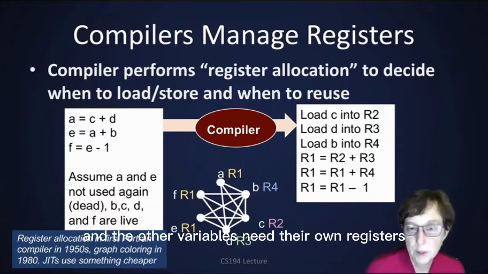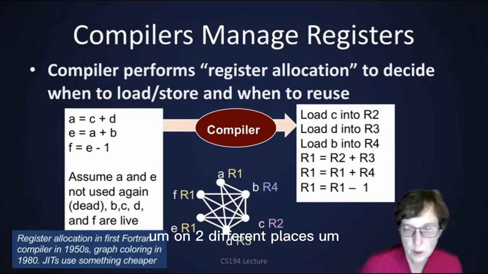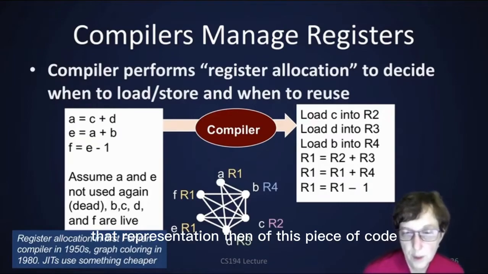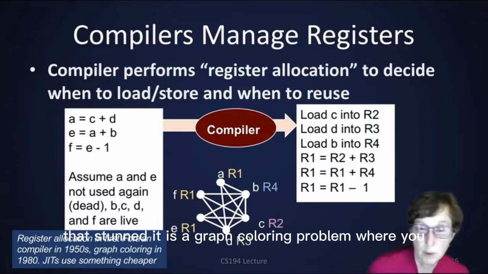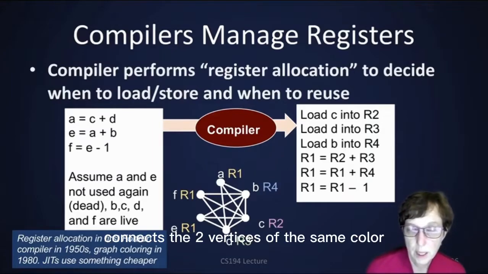And the other variables need their own registers because they're being used, say, in two different places on the right-hand side. That's why we've got an edge in this graph. And this graph, the representation of this piece of code, and the analysis that's done on it, is a graph coloring problem, where you assign colors to the vertices of the graph such that no edge connects two vertices of the same color.